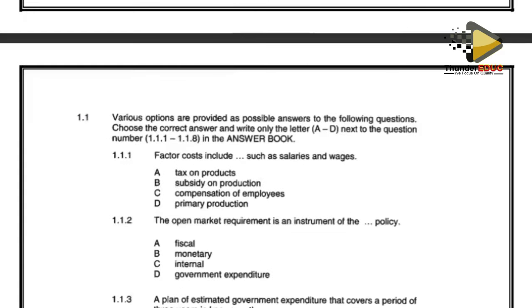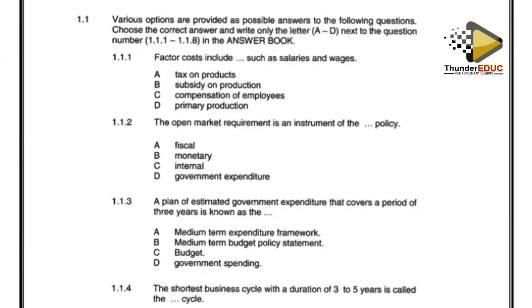Okay, right. So now moving on, grade 12s, this question reads as follows: factor costs include items such as salaries and wages. In this regard, our appropriate answer is going to be C. Moving on to the second question, which is 1.1.2: the open market operation is an instrument of the what policy? The appropriate answer in this regard is going to be monetary policy, which is B.